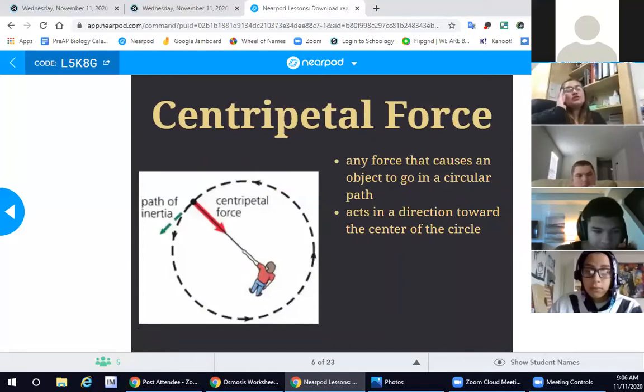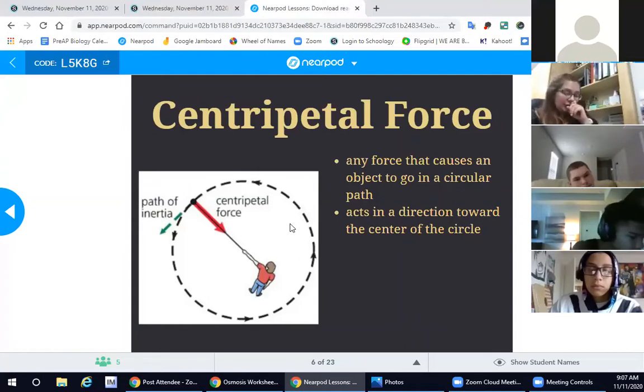Okay, so centripetal force is the reason why all of those people did not fall to their deaths. It's any force that causes an object to go in a circular path, and it always acts in the direction towards the center of the circle. So the force is pulling it inward. Normally objects travel in a straight path. They always want to travel in a straight path. But since we're pulling them inward, that's going to cause it to travel in a circle. So again, that inward force is called centripetal force.